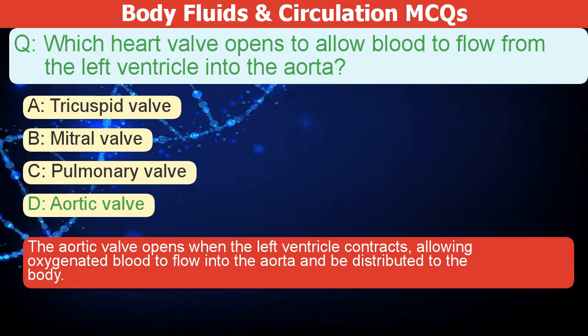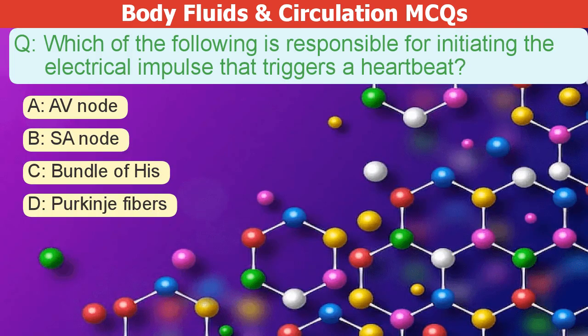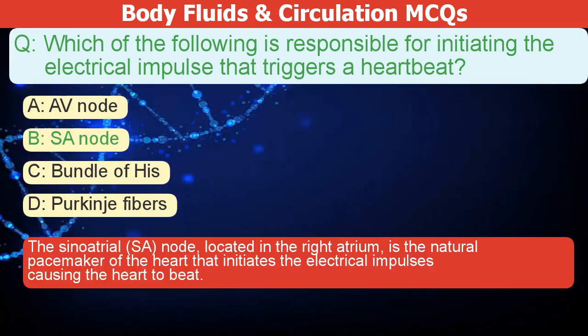to the body. Which of the following is responsible for initiating the electrical impulse that triggers a heartbeat? A. AV node. B. SA node. C. Bundle of His. D. Purkinje fibers. The correct answer is B. The sinoatrial SA node, located in the right atrium, is the natural pacemaker of the heart that initiates the electrical impulses causing the heart to beat.